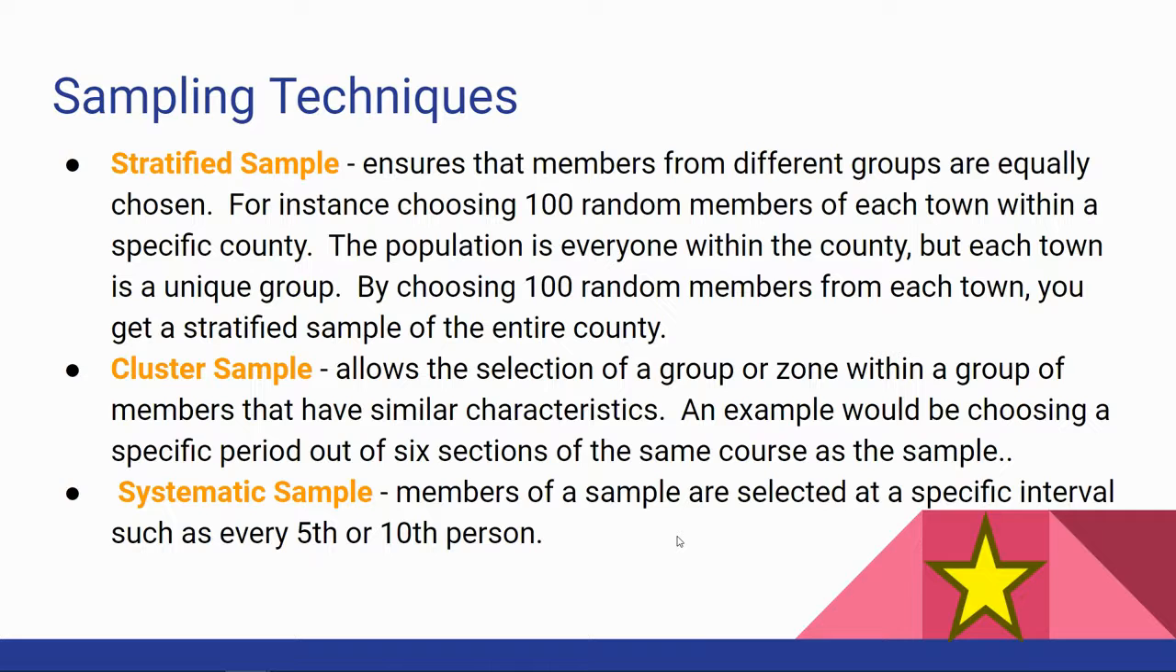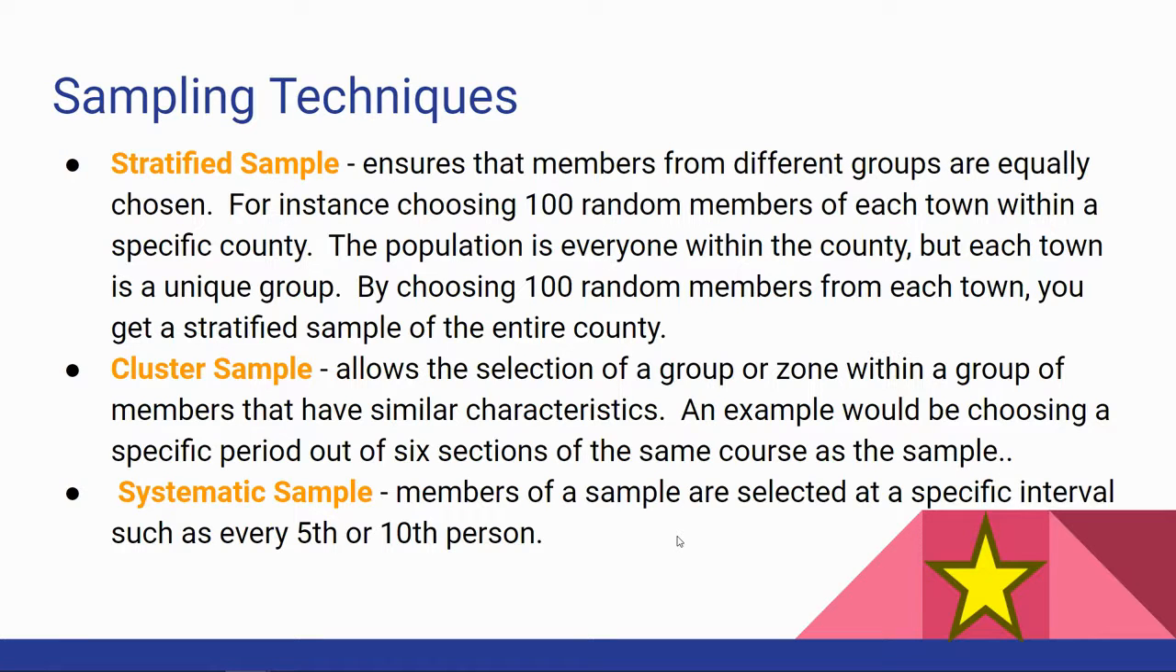Okay, stratified samples ensure that the members from different groups are equally chosen. So for instance, you choose 100 random members of each town within a specific county. The population is everyone within the county, but each town is a unique group. By choosing 100 random members from each town, you get a stratified sample of the entire county.